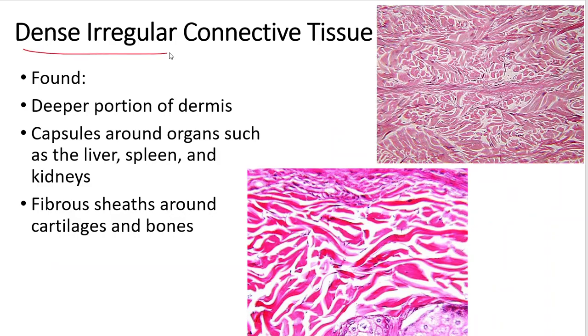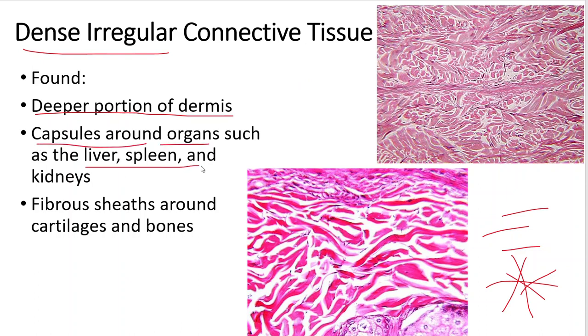Dense, irregular connective tissue. The fiber directions are not running in straight lines like this. They're running in every possible direction you can imagine. These guys are going to be the deeper part of the lower part of the skin. We'll talk about that when we get to the skin, the integumentary system. These guys are going to form capsules around organs like the liver, the spleen, and the kidneys because they are very strong.